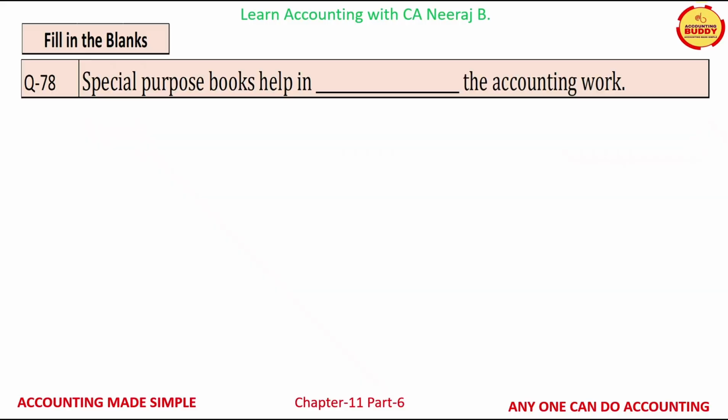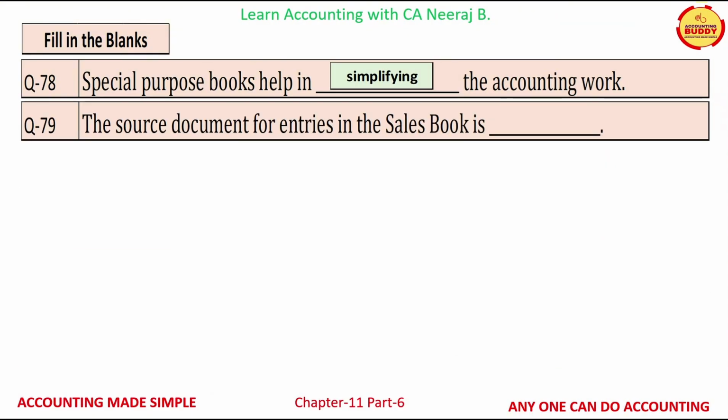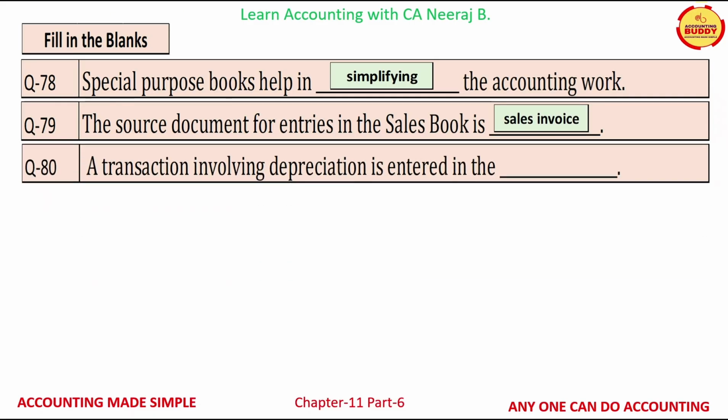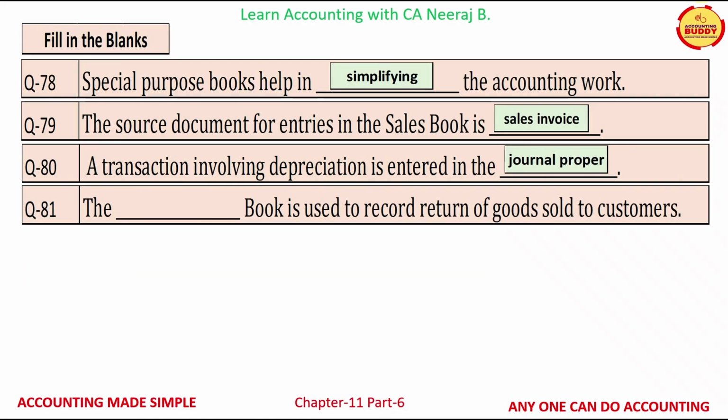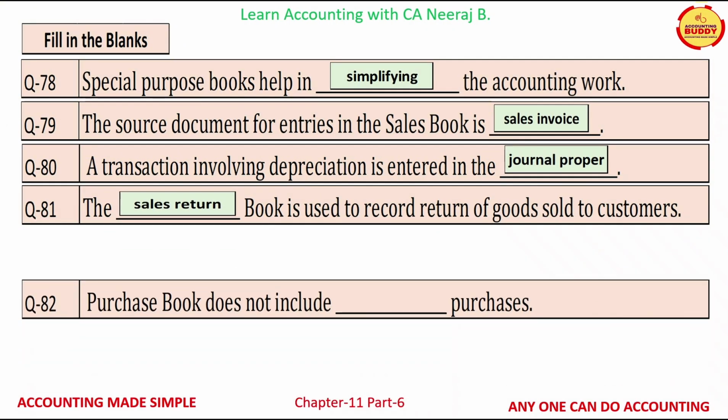Question number 78 is, special purpose books help in dash accounting work, and the correct answer is simplifying accounting work. Question number 79. The source document for entries in the sales book is dash. The correct answer is sales invoice. Question number 80. A transaction involving depreciation is entered in the dash, and the correct answer is journal proper. Question number 81. The dash book is used to record the return of goods sold to customers, and the answer is sales return.